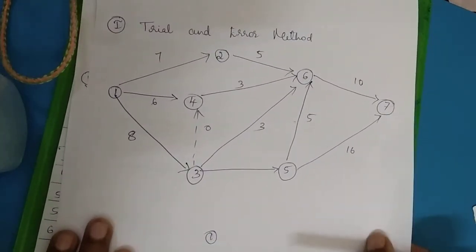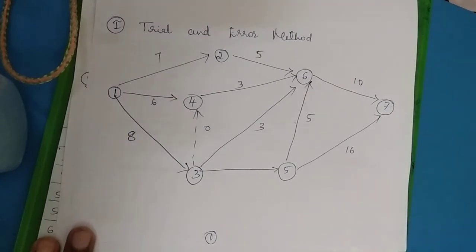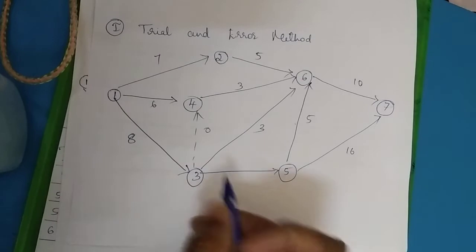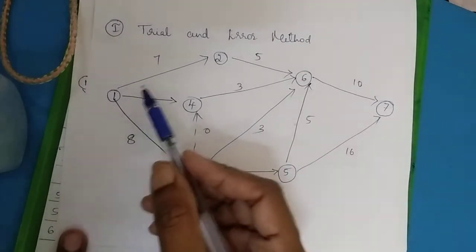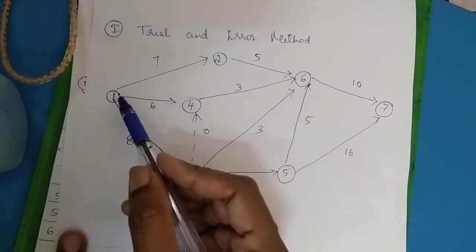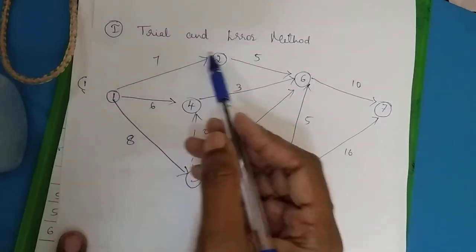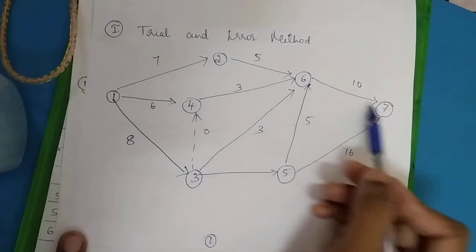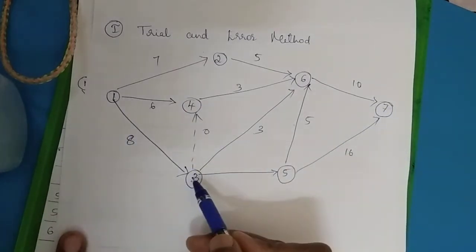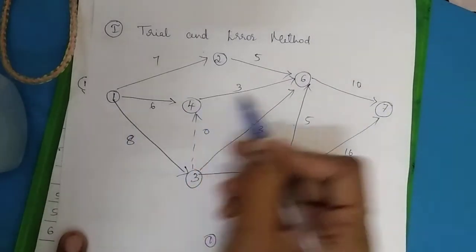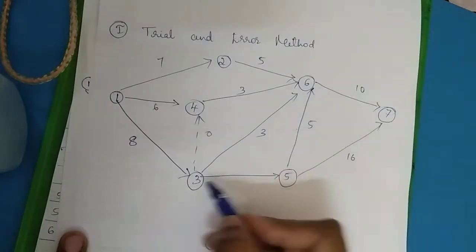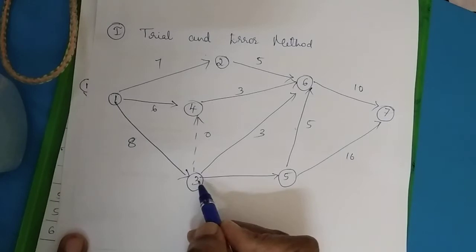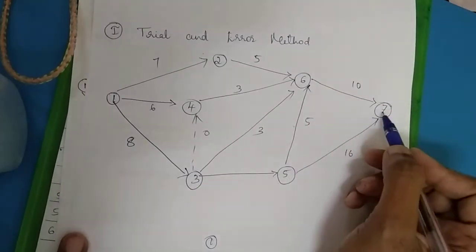So we have to now calculate under the trial and error method. So this is the network diagram we have, right? So now let us calculate all the possible paths. So I will run through all the possible paths here. So one is 1 to 2, 2 to 6, and 6 to 7. 1 to 4, 4 to 6, 6 to 7. Then 1 to 3, 3 to 4, then 4 to 6, 6 to 7. 1 to 3, 3 to 6, 6 to 7. 1 to 3, 3 to 5, 5 to 6, and 6 to 7.